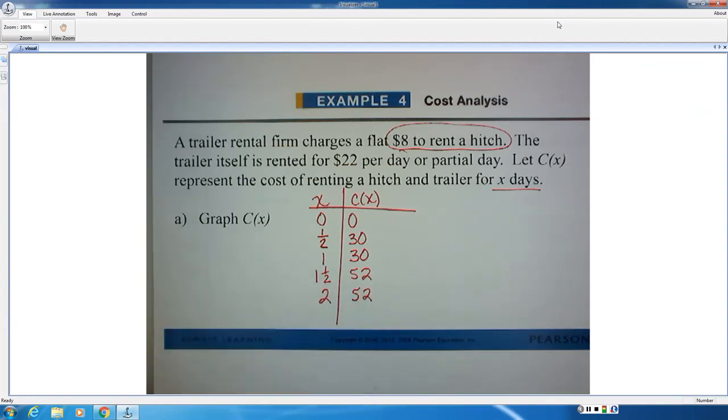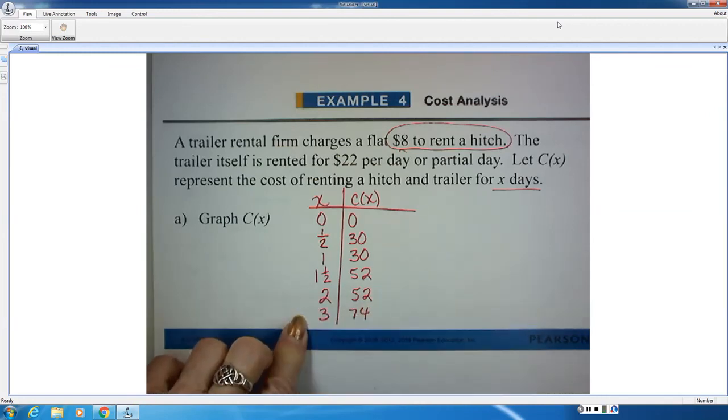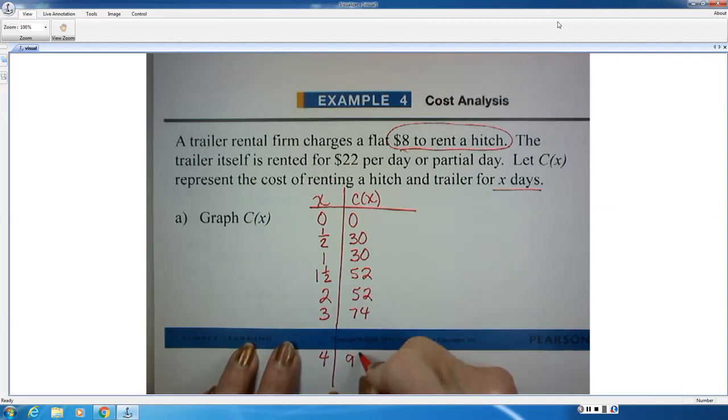But as soon as I go into the third day, whether it's an hour, 4 hours, 6 hours, 9 hours, half the day, or all day the third day, what does it cost me now? Another $22, which is $74. And for 4, as soon as you pass midnight on that third day, you're renting it for the 4th day, and it's going to cost you $96. Okay? So does everybody kind of have the picture of how this works?